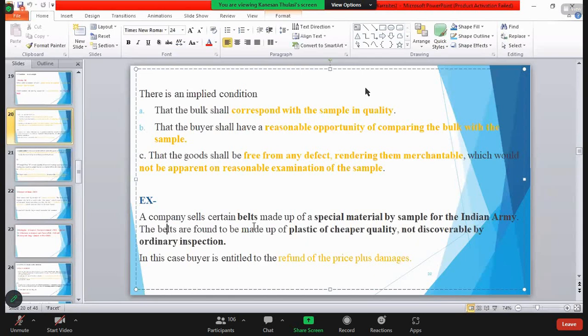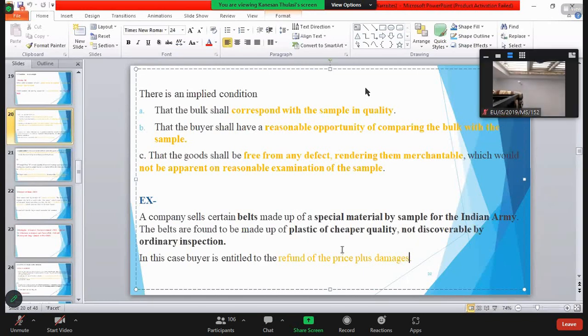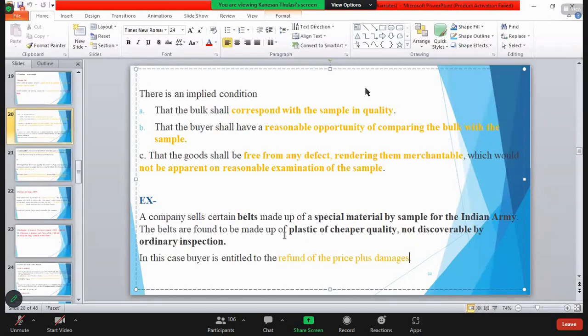Well, how is that? They ordered a special material for a belt. But actually, the seller made the belt not in the special material, but used plastic of cheaper quality. So for that reason, the buyer, the Indian Army, can reject the particular goods because the goods do not correspond.